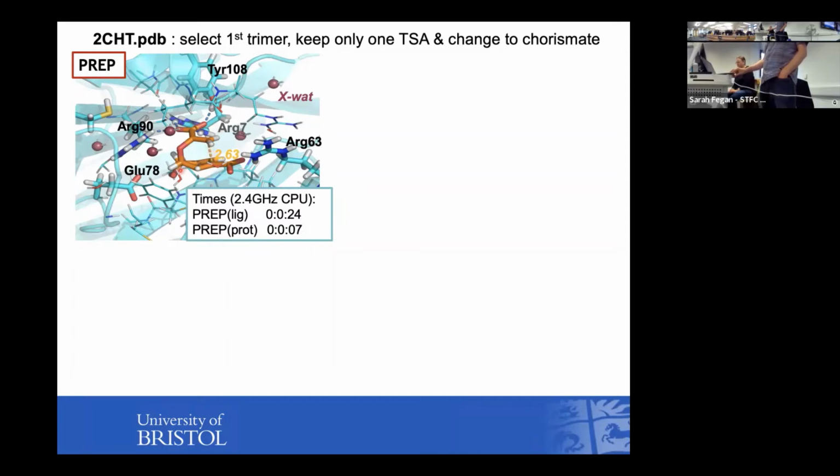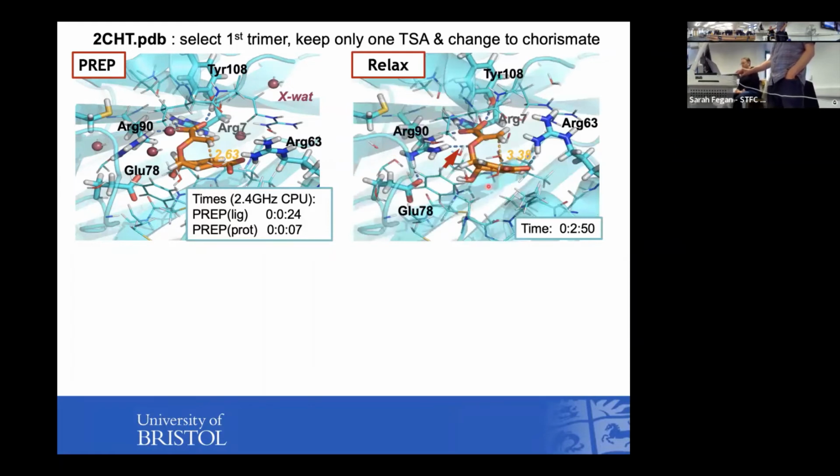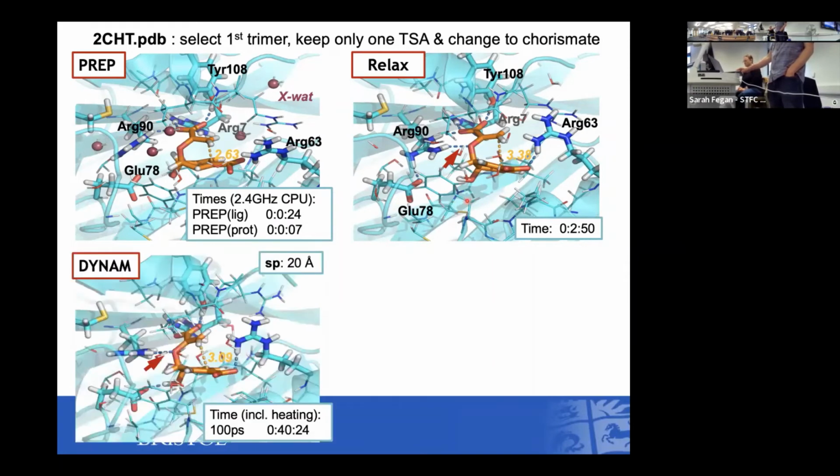Then we run the automated prep through the plugin, which just takes about half a minute. That means that everything is protonated. We've got additional solvent added and so on. Then we can relax the structure a little bit, after which you'll see that Chorismate adopts a more normal conformation than we expect. That just takes a few minutes. This is on a pretty slow laptop.